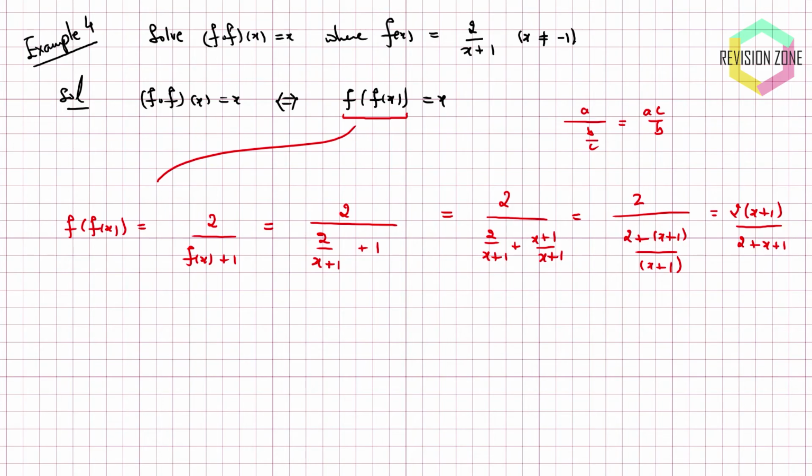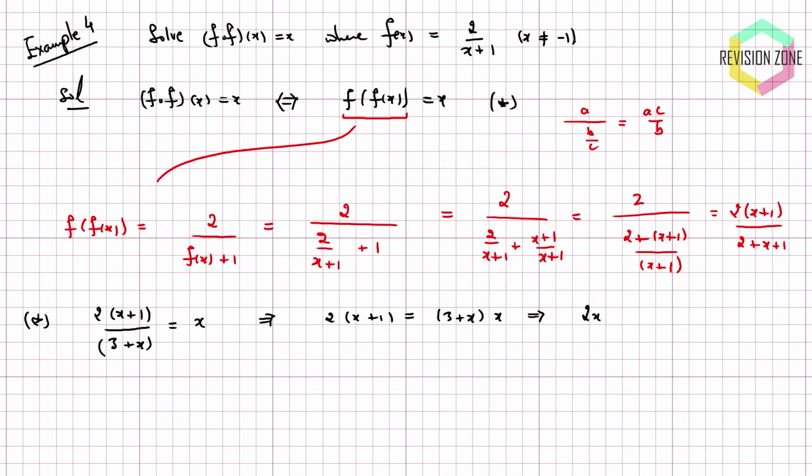Now we can say our equation can be written as 2 times x plus 1 all over 3 plus x, and we want to solve that to be equal to x. This is straightforward, so we multiply through by the denominator, so we end up with 3 plus x times x, and then we expand this out.